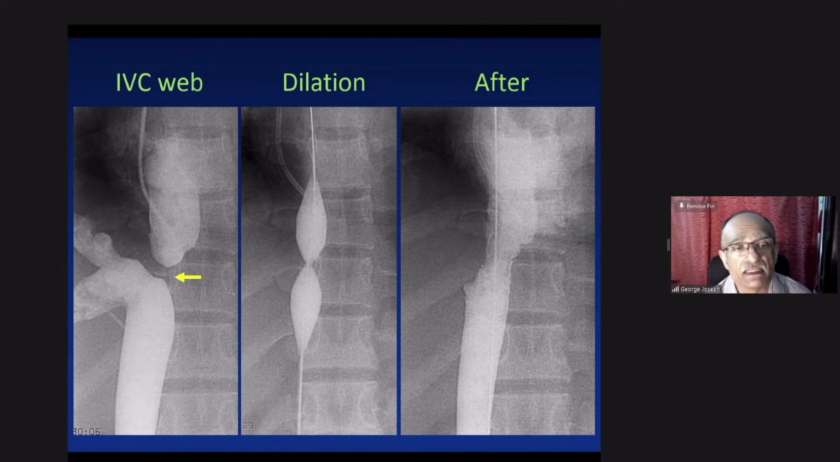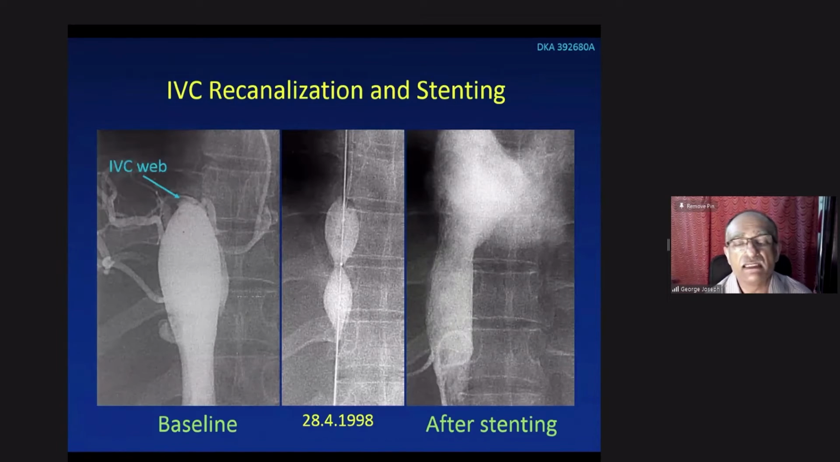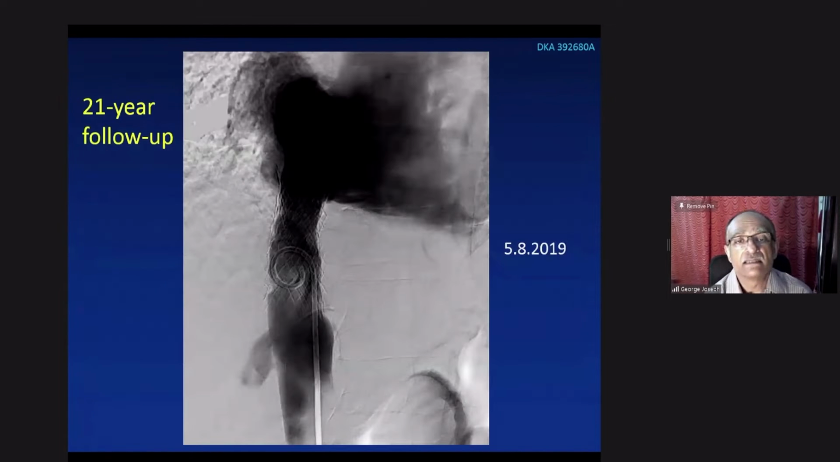Here's an example of an IVC web just above the hepatic veins, which are patent but flowing into the IVC and then downwards. So this was recanalized and just balloon angioplasty done to get a good result. But often we need to stent, and this is an example of an IVC web with a total occlusion, which was balloon dilated and stented in 1998. And this result was still good 21 years later, and this is the follow-up angiogram.